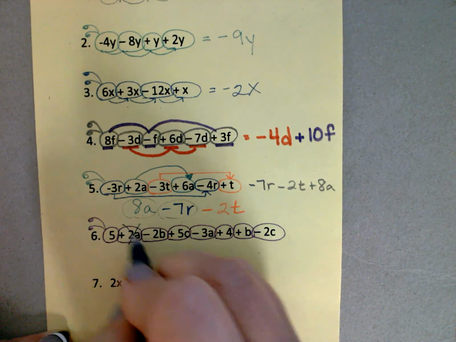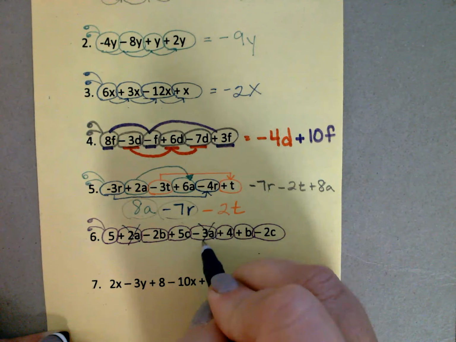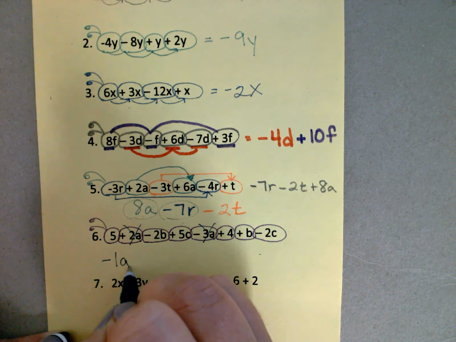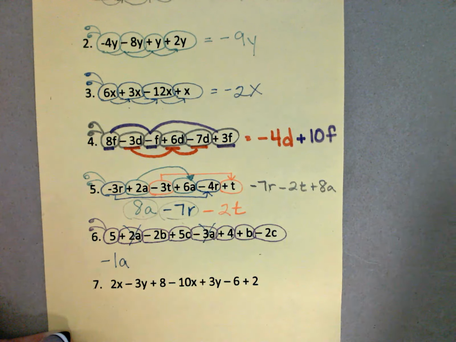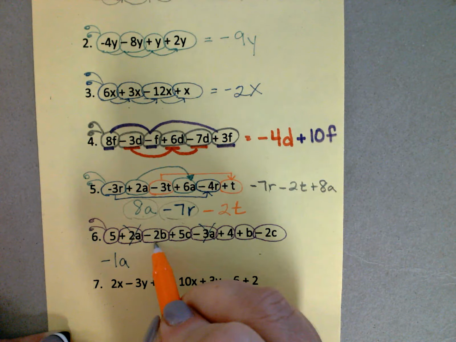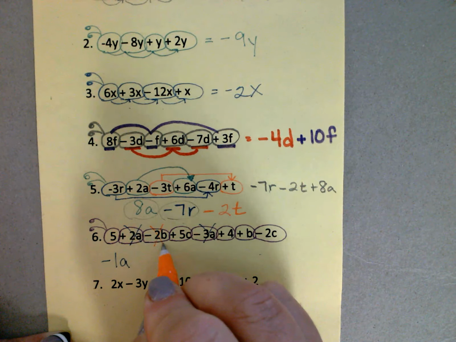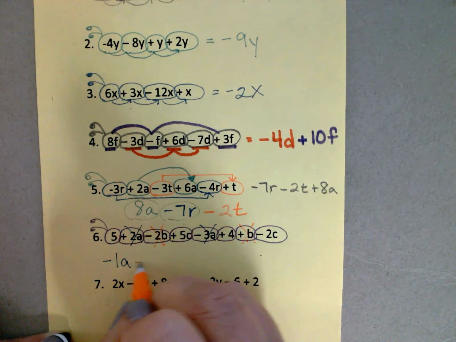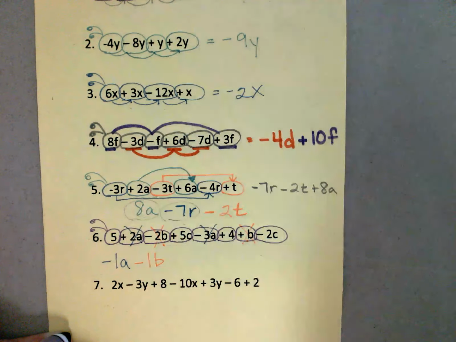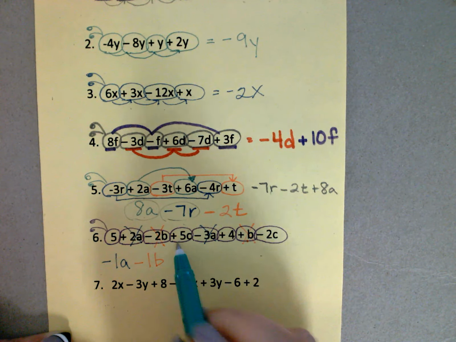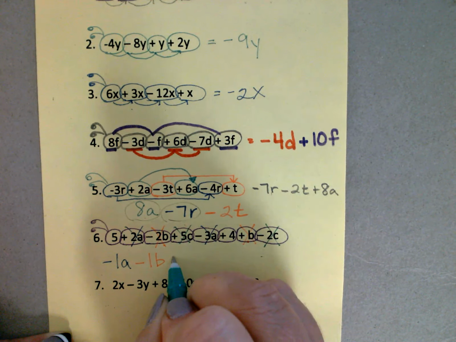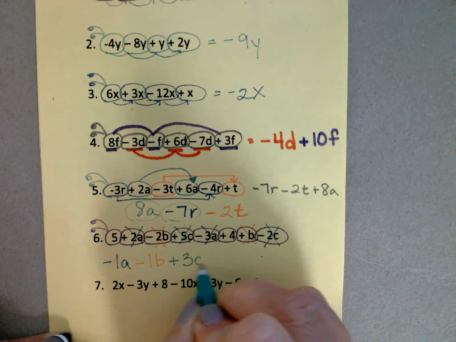So I have 2 A's there, minus 3 A's. That leaves me with -1A. Now I'll do B. I see I have -2 B's here, plus 1 B here. So I have -1 B. I have 5 C's here, minus 2 C's down here for a total of plus 3 C's.